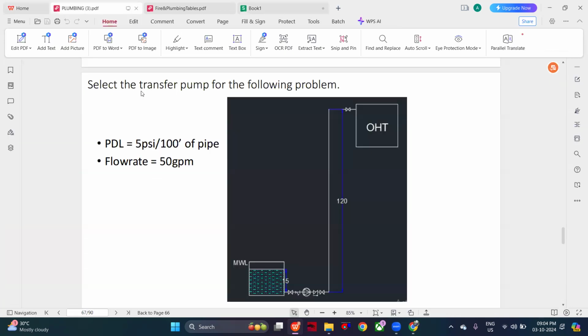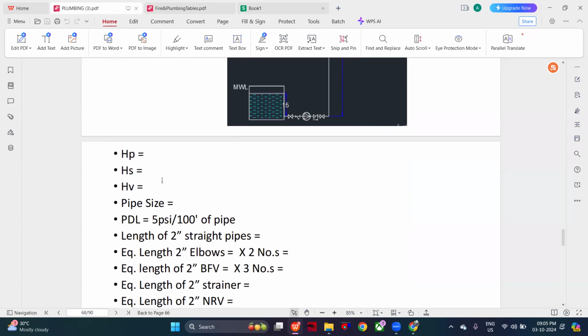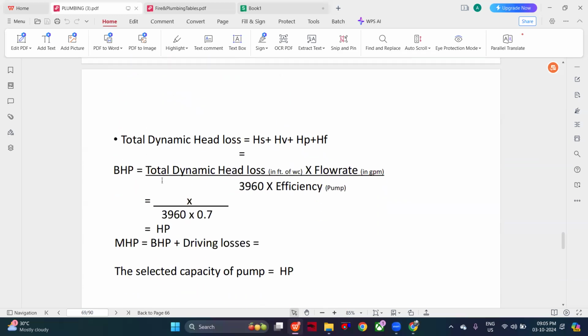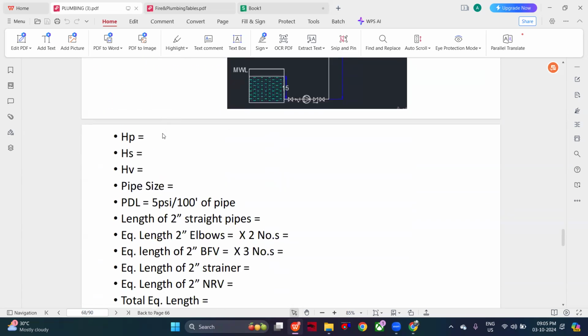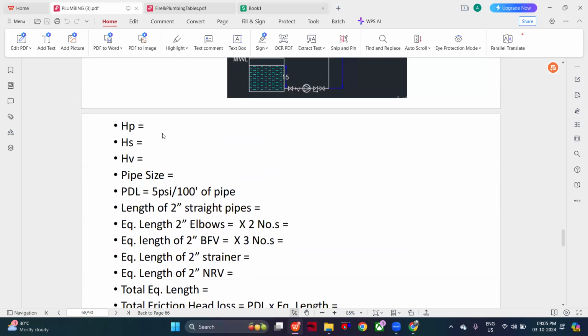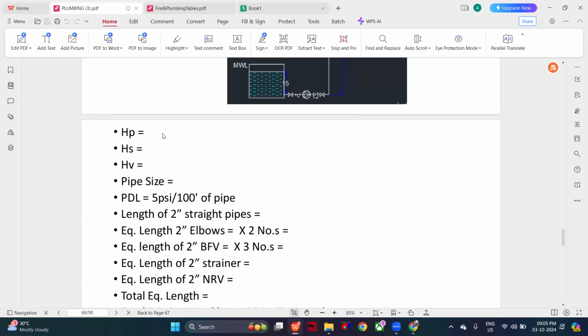Don't go for the setup things. These are the setup things. I will give the flow rate as 50 GPM. Somehow they find out the overhead tank capacity and they took the fill up time. So go for this one, no problem. Remember that one: flow rate 50 GPM. Now I have to find out my HP.